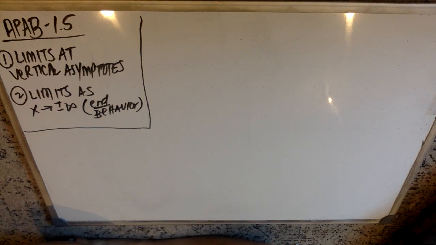Right? This is AP Calc AB, and we are doing section 1.5, which is infinite limits. So basically limits that involve infinity in one way or another. And we're going to break this down into two basic categories of limits. The first kind we're going to talk about is limits at vertical asymptotes.